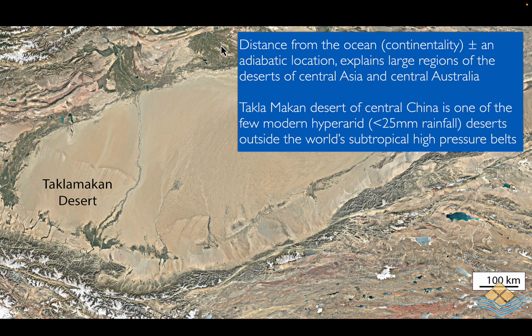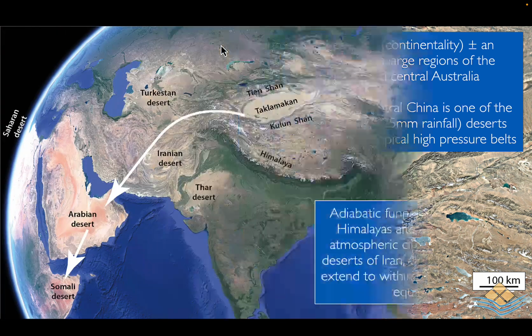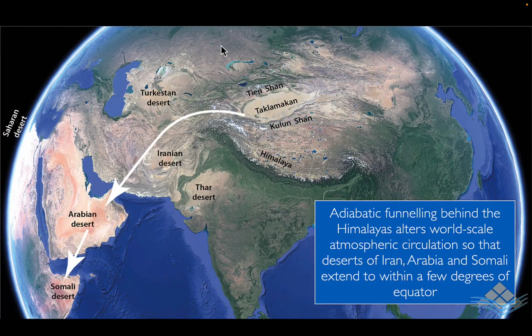It's also interesting that the Taklamakan is one of the few deserts that's outside the Hadley cells. It's north of the descending arm of the Hadley cell, and yet it's hyper-arid. It's this combination of adiabatic and continentality that creates this huge desert. It also has another interesting effect in that it funnels dry air around the Himalayas and down toward the equator. So this is known as the process of adiabatic funneling, with air movement behind the Himalayas moving dry air down across the Iranian desert, across the Arabian desert, and even down to the Somali desert.